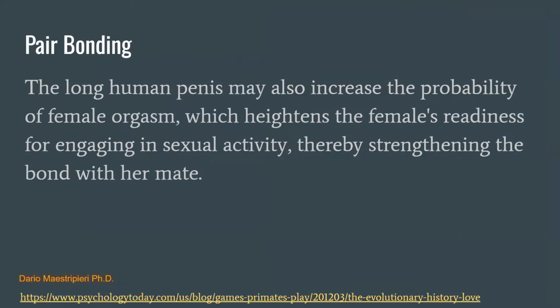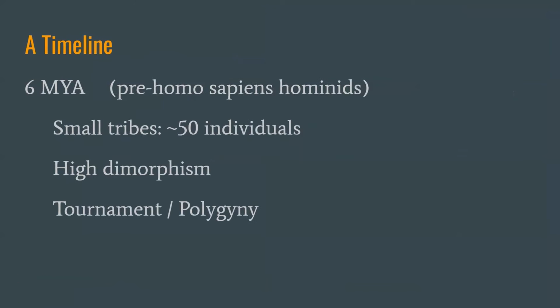So again, all of that stuff promotes face-to-face sex, and it gets passed on generation to generation, and it increases. The long human penis may also increase the probability of female orgasm. So there's another thing that promotes it through generations. This heightens the female's readiness for engaging in sexual activity and strengthens the bond with her mate.